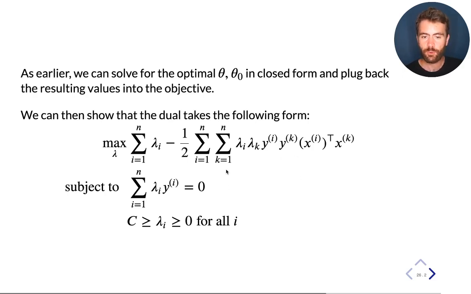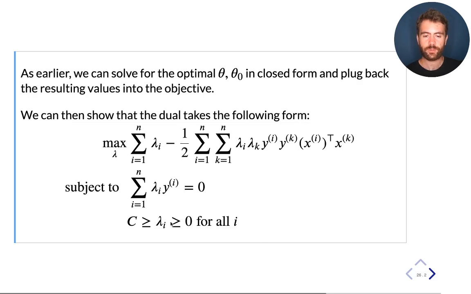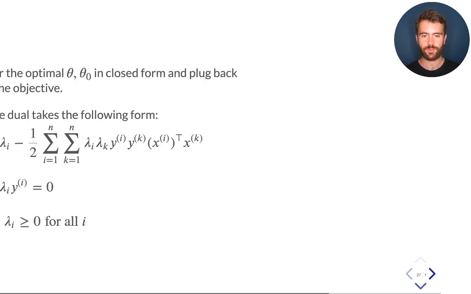And this is really similar to the primal that we have seen, to the dual that we have seen earlier, except that now we have this additional constraint C on the magnitude of the lambdas. But otherwise, this is a really similar form to the previous dual that we had, and we can find this for this version of the problem as well.